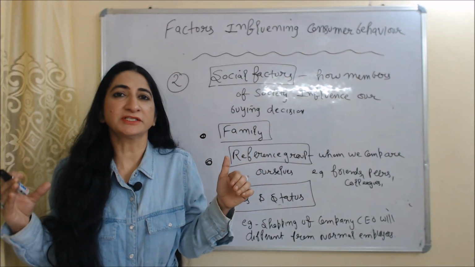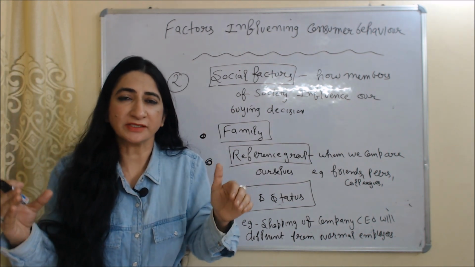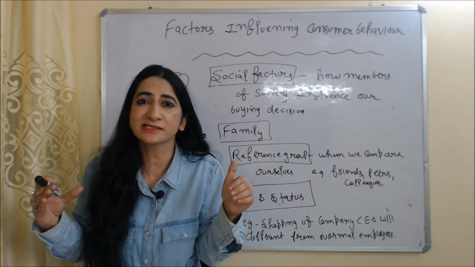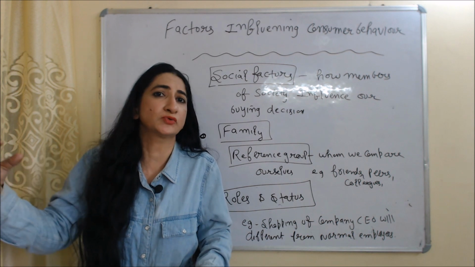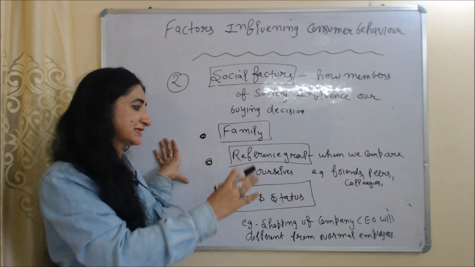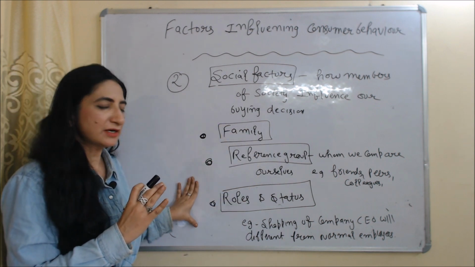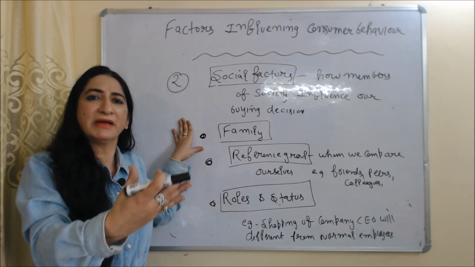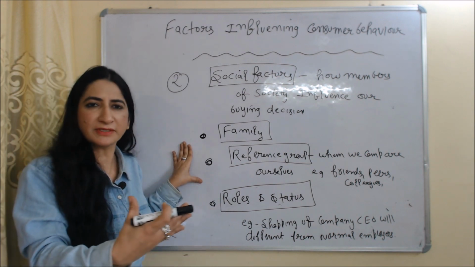The next factor which influences consumer behavior is social factors. Social factors basically tell us how members of society influence our buying decision. And social factors are basically divided into three parts: family, reference group, and roles and status. As we know, our buying decision is influenced by our family members, what they like, what they wear, what they buy.